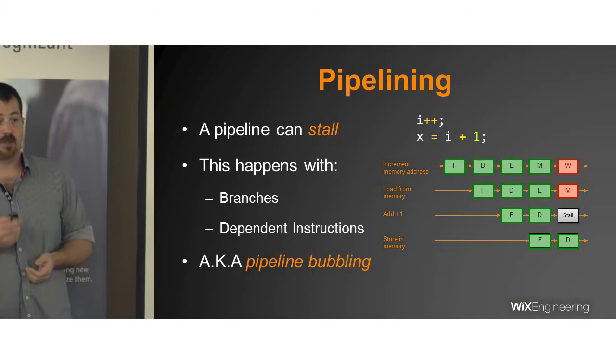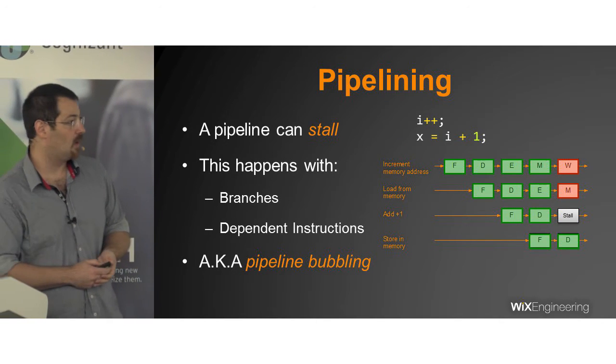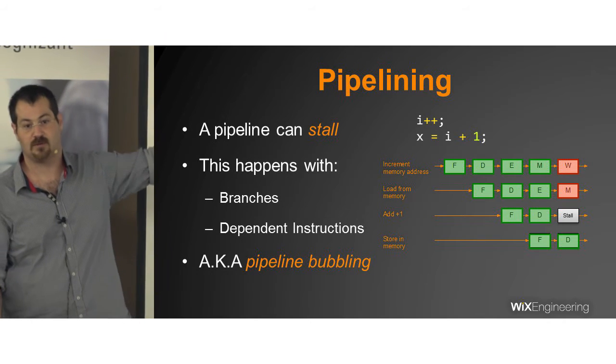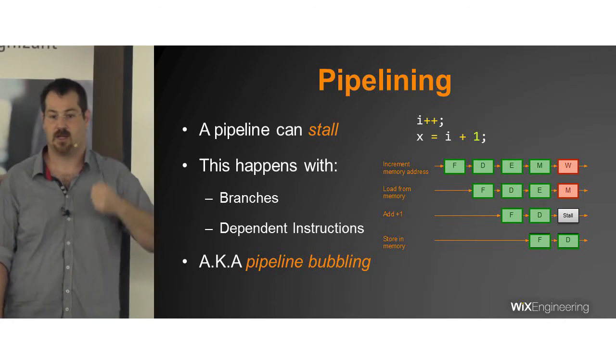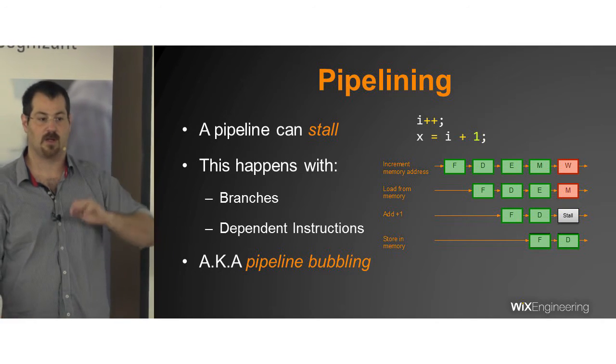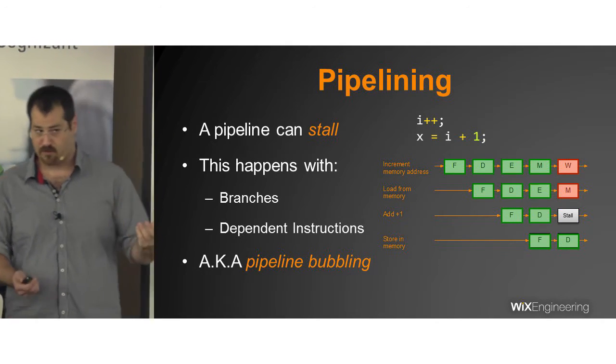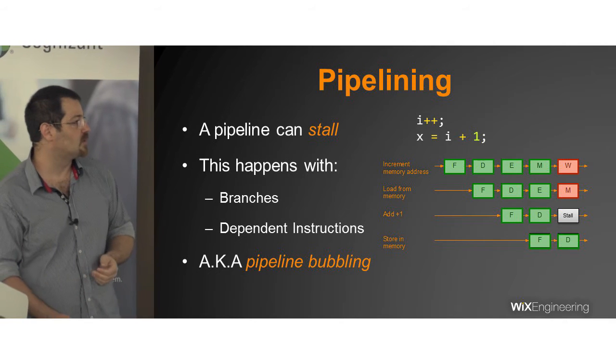The second condition in which this happens is with instruction level dependency. So you have these 2 instructions. The first increases the value of I. The second takes that value, adds 1 to it, and places it in a separate variable called x. Right? Once again, artificial code. The point is to illustrate this.